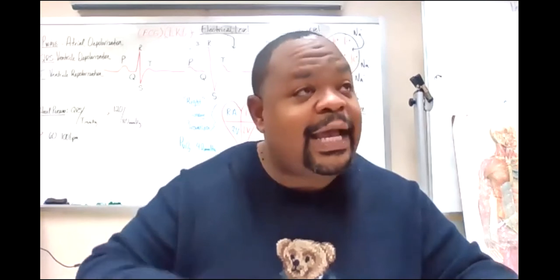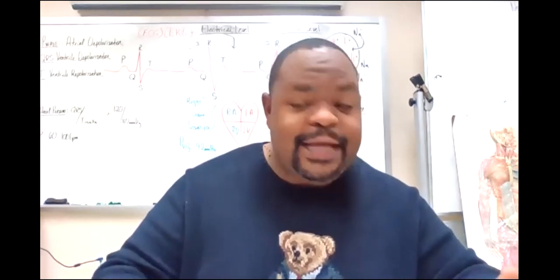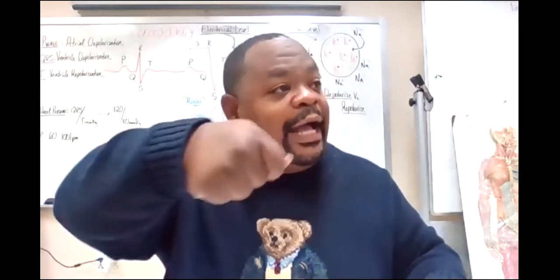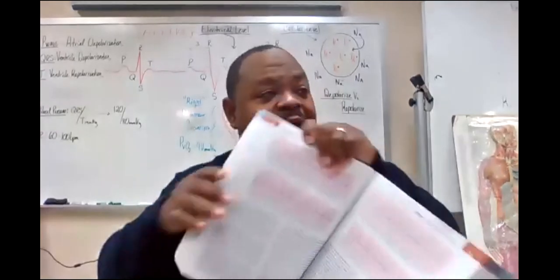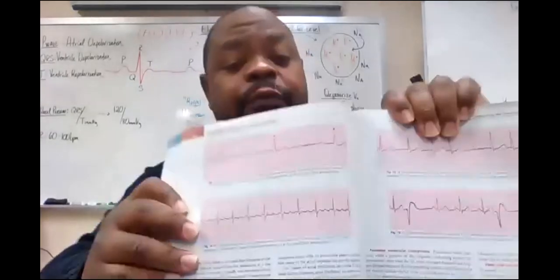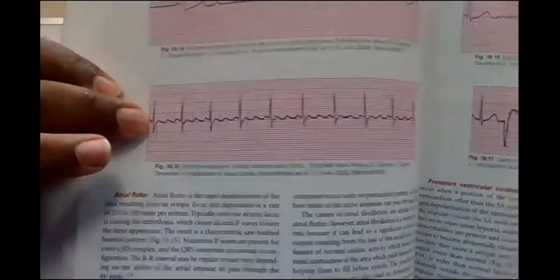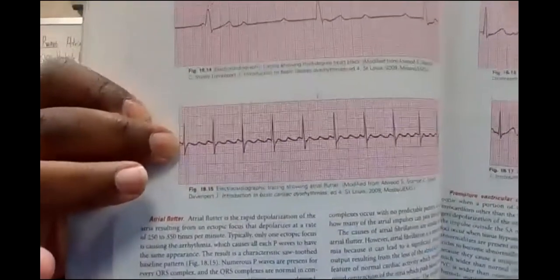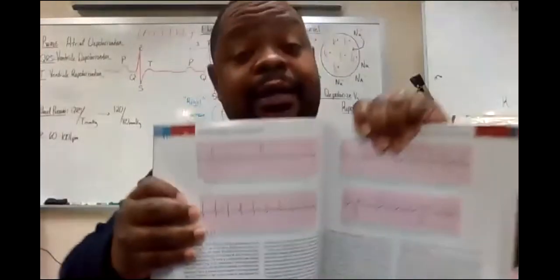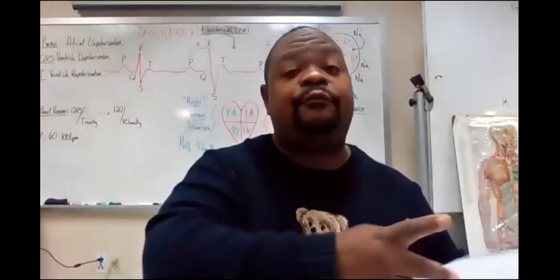Let's look at 18-15. This is atrial flutter. Look how 18-15 looks. It looks like a knife, a sawtooth pattern. That is an atrial rhythm. It looks beautiful. This one here looks like a sawtooth, right? Like the edge of your blade at a kitchen knife, okay? That is a telltale sign of atrial flutter. All right, that's atrial flutter.